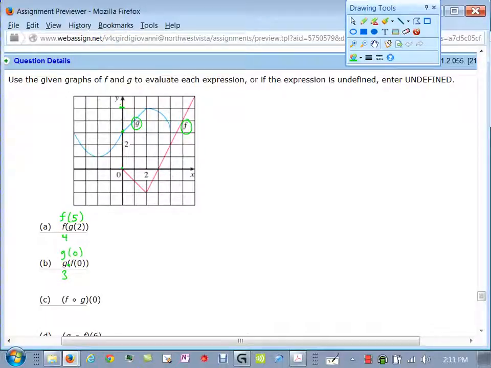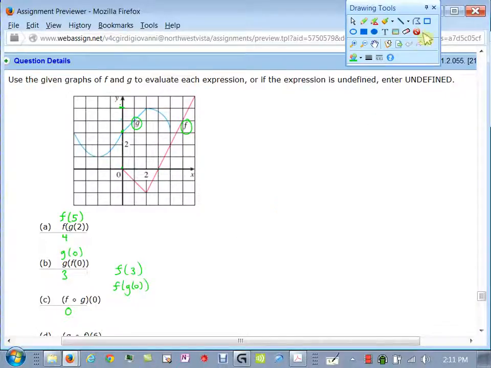All right, now let's do f of g of 0. So first thing, what's g of 0? G of 0 is 1, 2, 3. So this is a 3. And now that goes into f. So what's f of 3? 1, 2, 3. Up. Comes out to be 0.